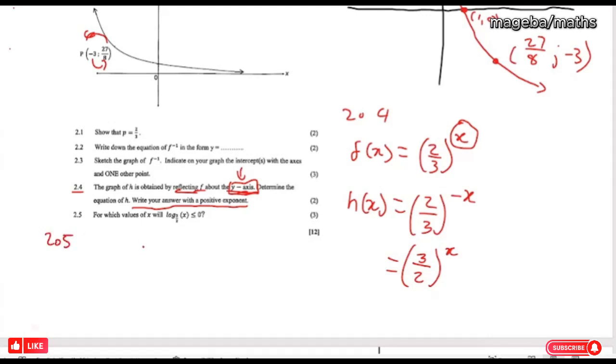2.5 now is telling us: for which values of x is this going to be less than 0? Now the function is going to be less than 0. Now it's very important. Let me draw just a rough sketch of this. Remember, they are talking about this function here. Now this is 3 over 2, 3 over 2 into x. This is the h of x.